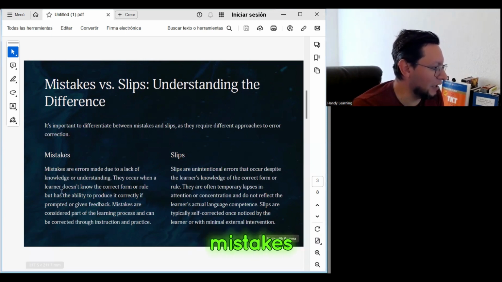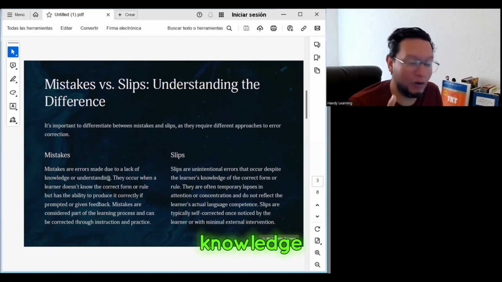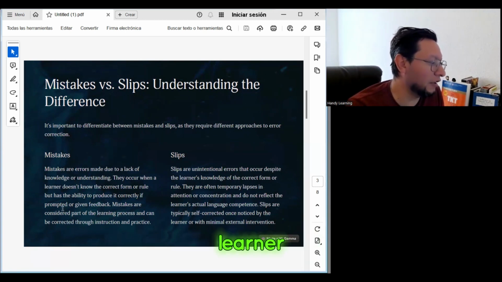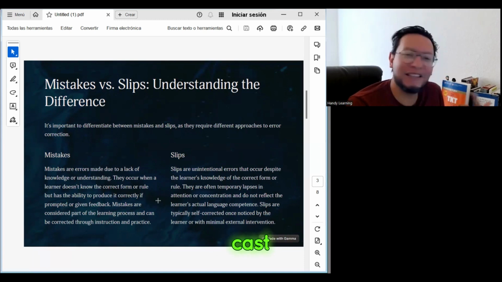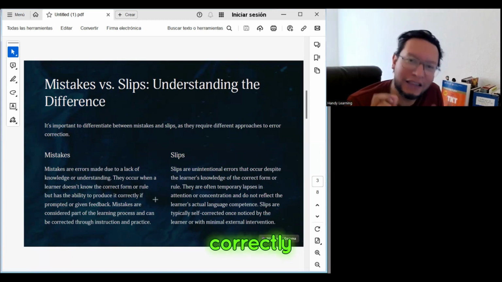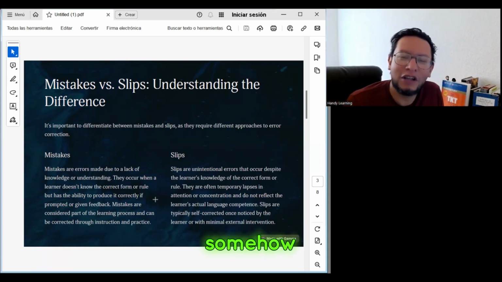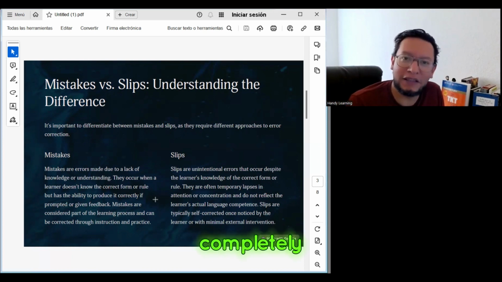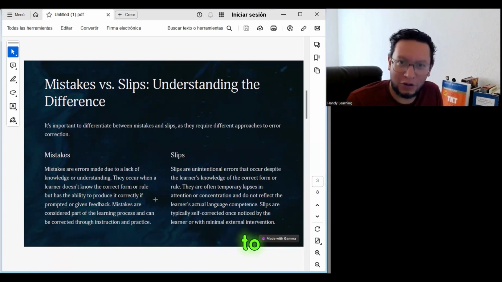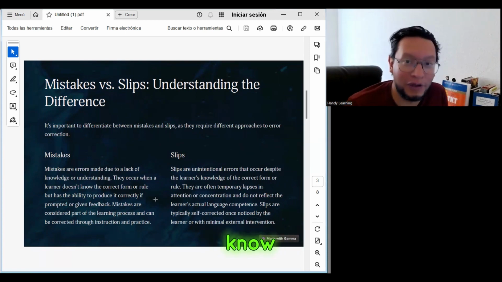So it says here, mistakes are errors made due to a lack of knowledge or understanding. They occur when a learner doesn't know the correct form or rule, but has the ability to produce it correctly. That's important. The student can correct it. He already knows, he has already seen it, studied it, watched it somehow, but he has not understood it completely. But he has the ability to correct it by himself. He just needs to be led to that, directed. Okay, that's the difference with the error. The error, the student cannot correct it because he doesn't know it.